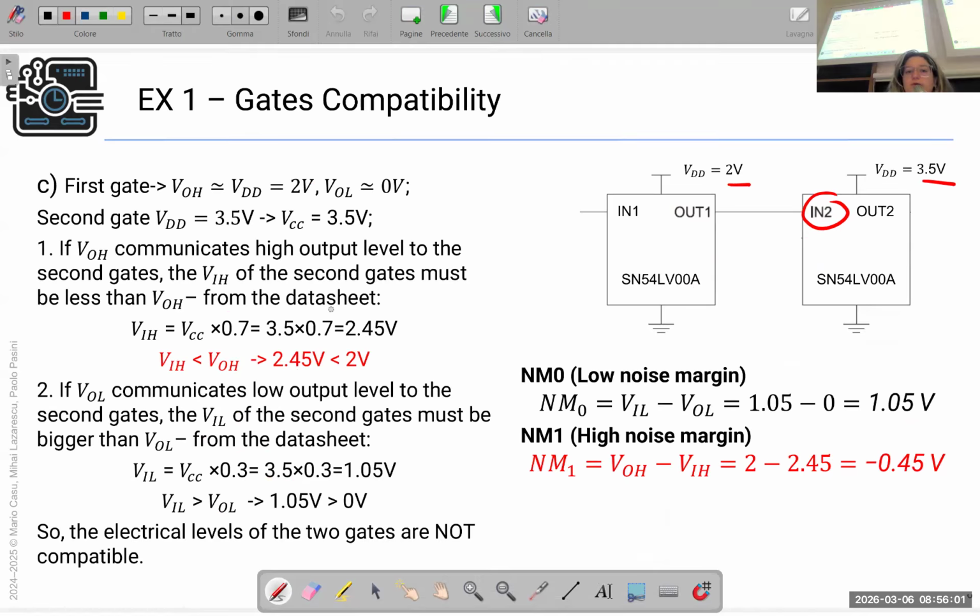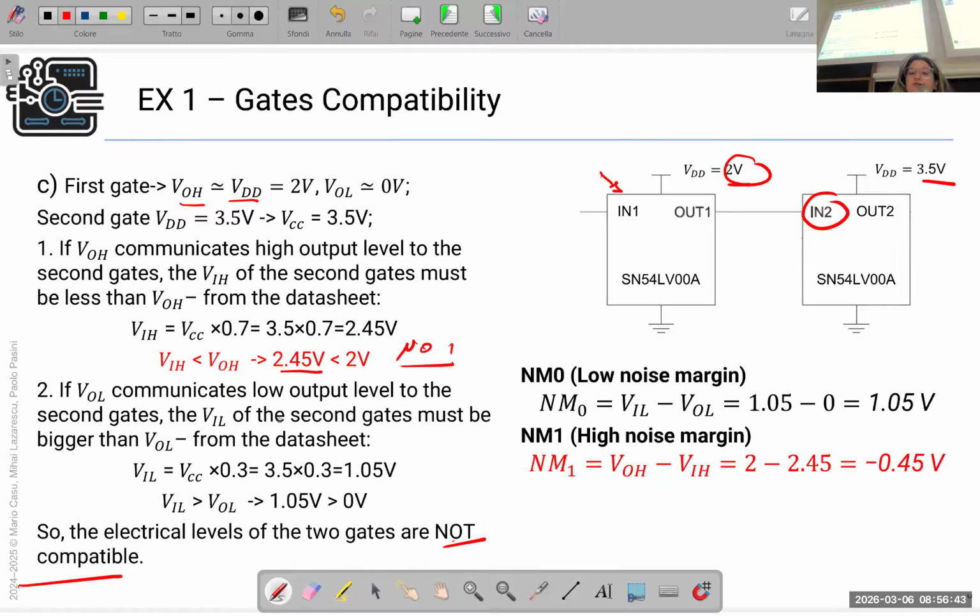And here we have 2 volts, because the voltage output at the high level still remains equal to VDD. But in the first gate, we have changed it to 2 volts. So in this case, we have 2.45, which is minor than 2 volts. No, that's not. So this condition is not respected. And if it's not respected in only one level, which can be high or low, the gates are not compatible. Not compatible at all, even if the low level is compatible.